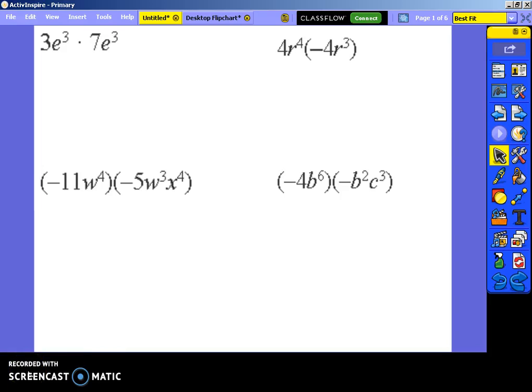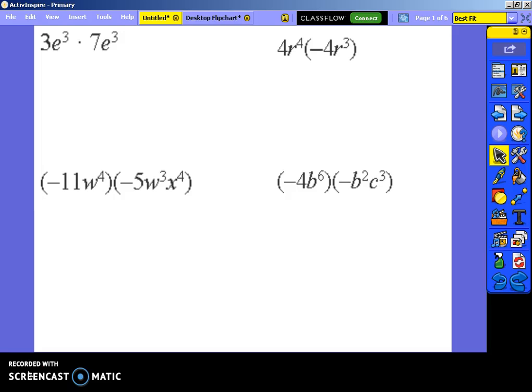New unit is on exponents, and there are several rules for solving expressions with exponents in them. The first one we're going to talk about is multiplying. When you're multiplying exponents with the same base, you keep your base and add the exponents that are there.